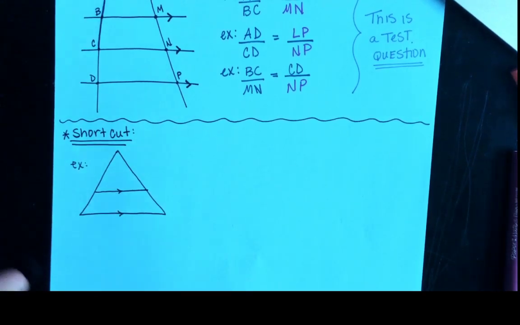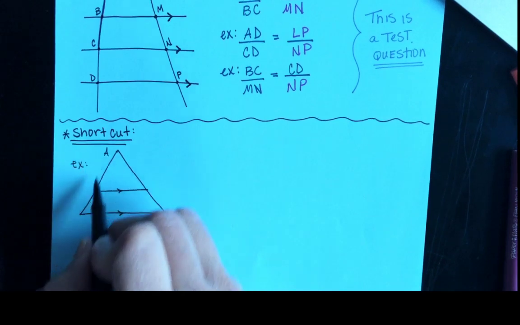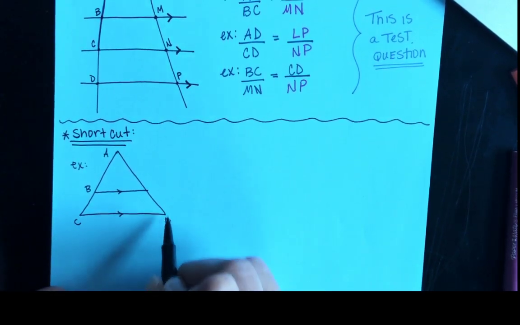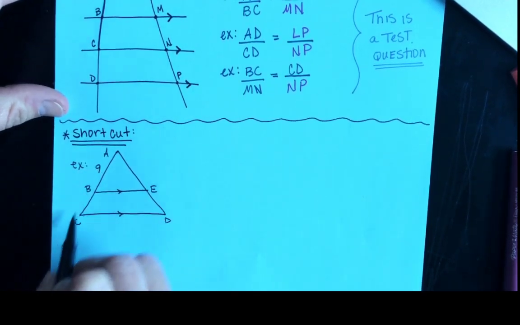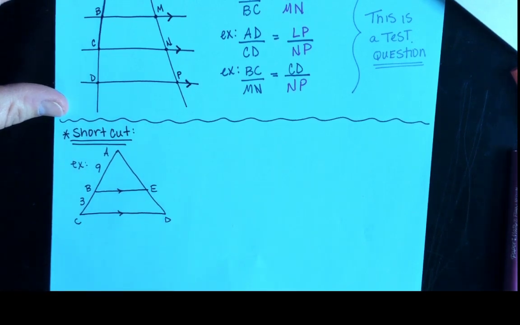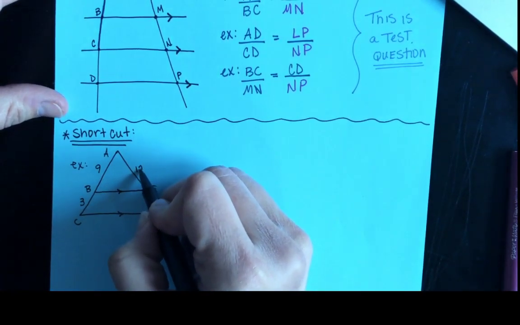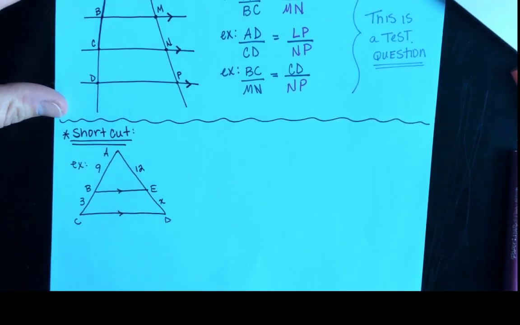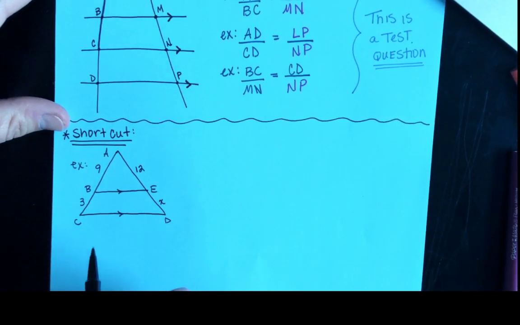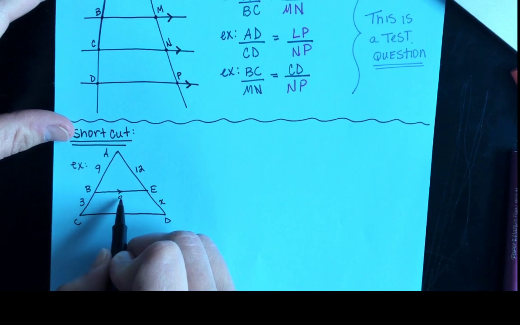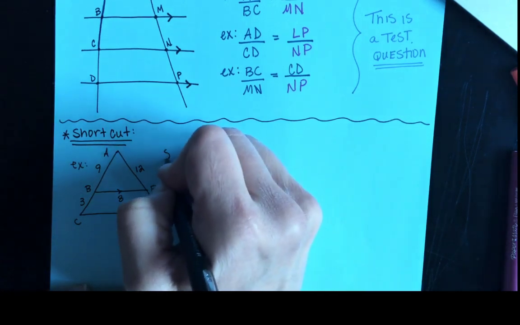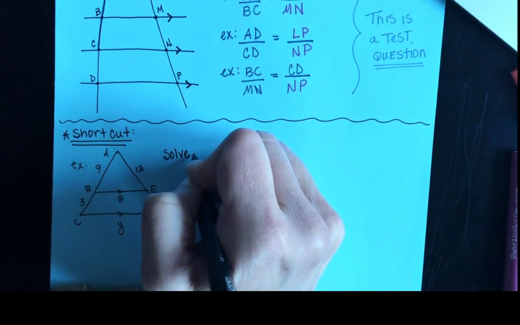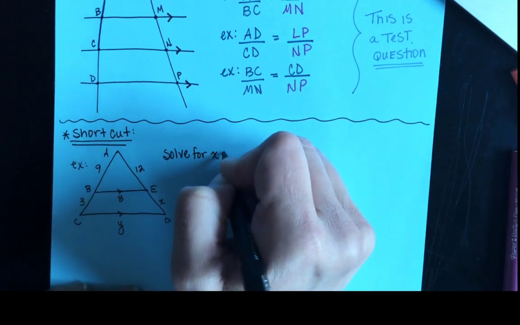I am going to put our parallel lines in. I'm going to get creative: A, B, C, D, and E. And I'm going to tell you that this one right here is 9, and this one is 3. This one is 12, and I want us to figure out what that one is. And then this one is 8, and I want to know how much that one is. So, of course, the directions are just going to be solve for X and Y.